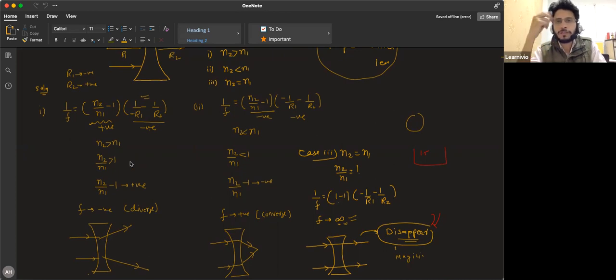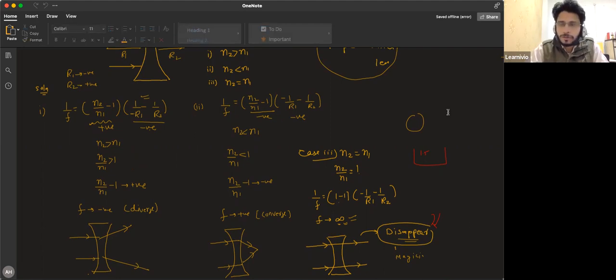We use lenses because they have power. That means the lens that I'm using has some power and some non-zero focal length. But sunglasses don't have any power. The power of sunglass is zero. That means the focal length of sunglass is infinite. Power and focal length are inversely proportional.